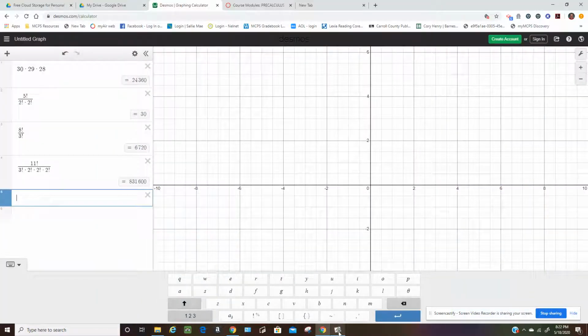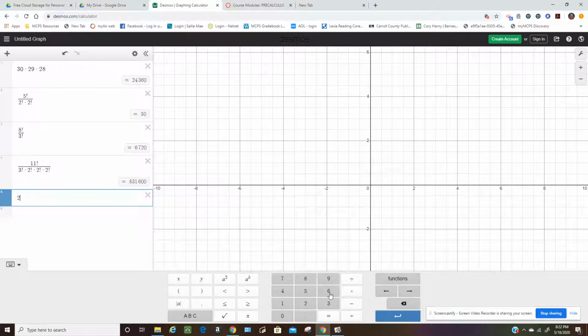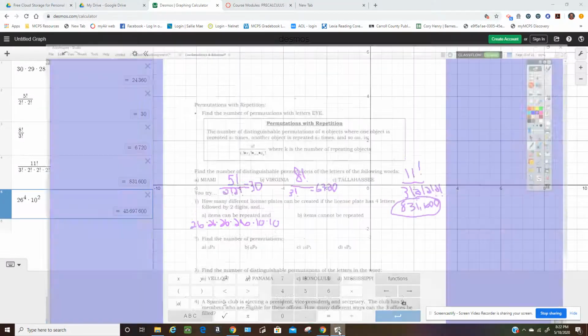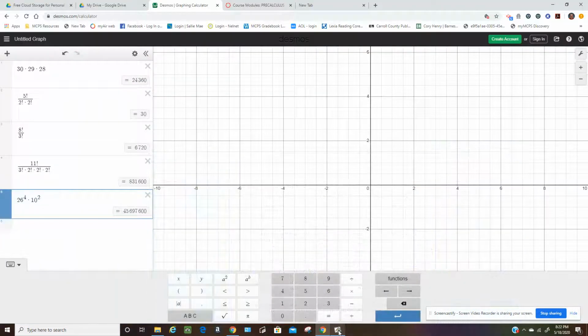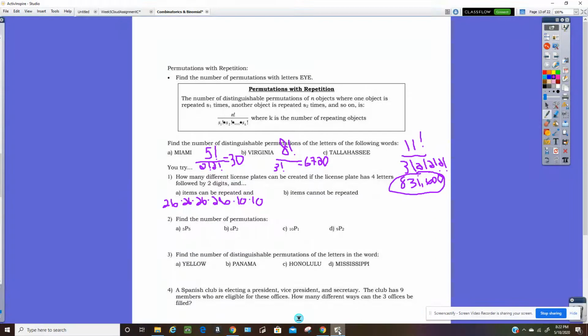And so I get my calculator, 26 to the 4th times 10 squared is 45,697,600.